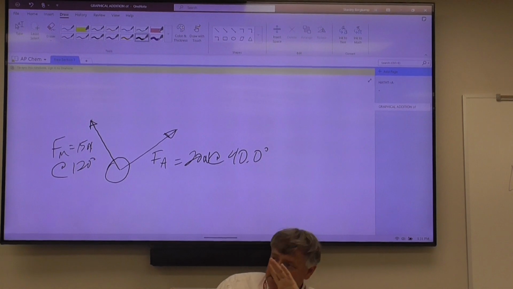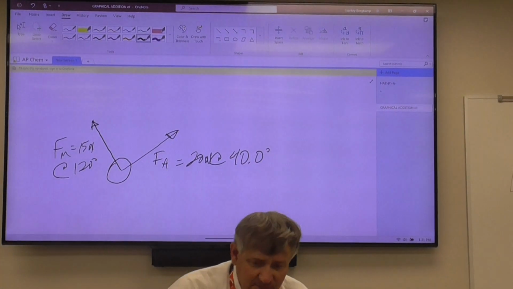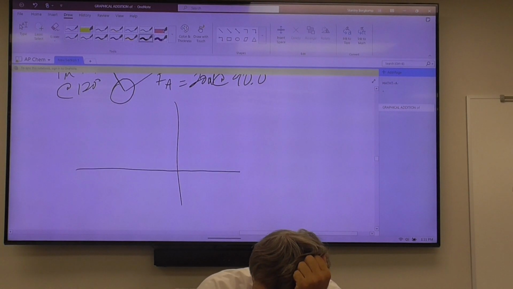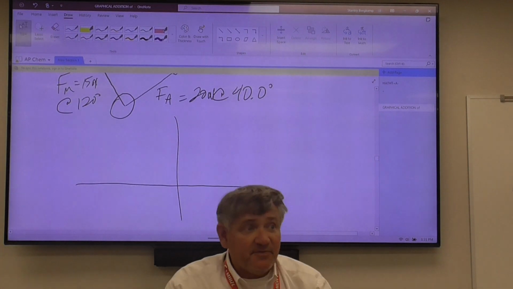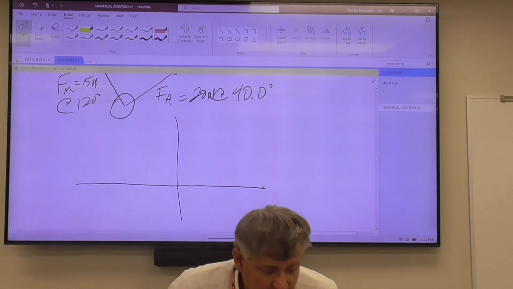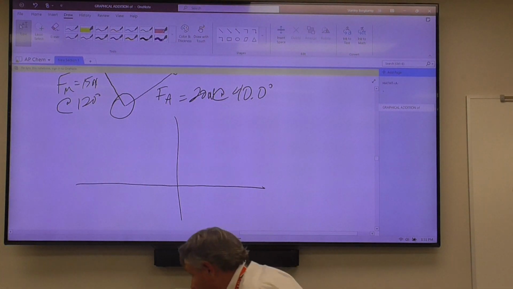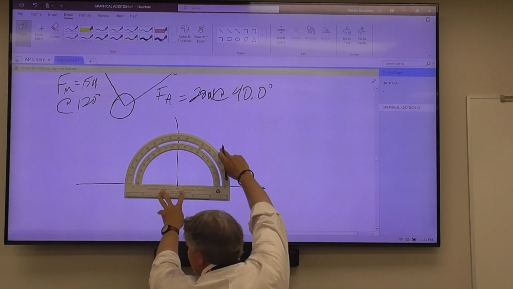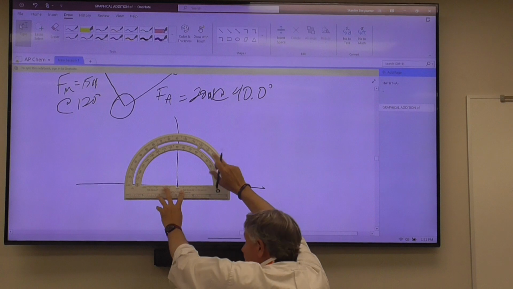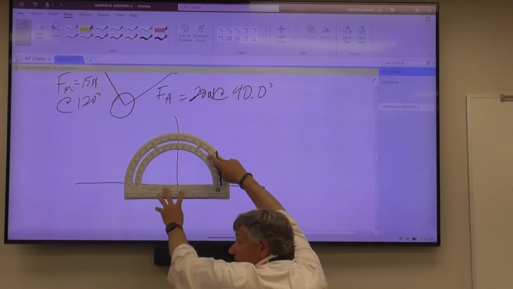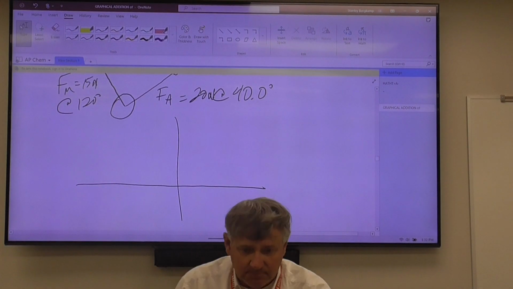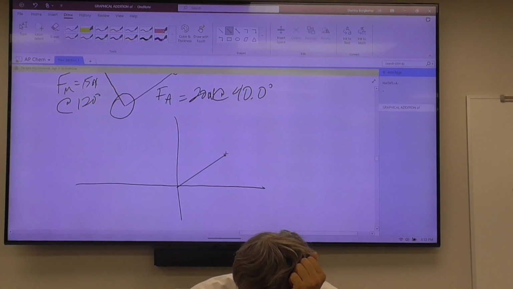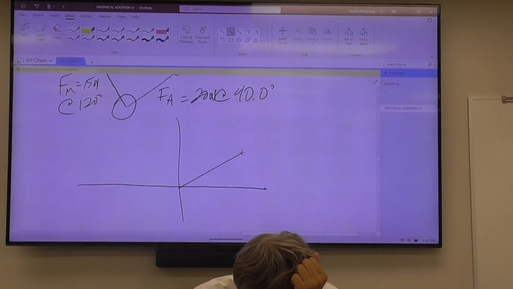Okay? It's the exact same process. So what you're gonna do, you gotta draw an X and Y coordinate system. Now, none of these are at right angles to each other. So, you're gonna take your protractor, put this on here, and you're gonna measure to 40 degrees. You're gonna make that mark. And I'm gonna draw that line out like this. So, I'm gonna draw this at 40 degrees.